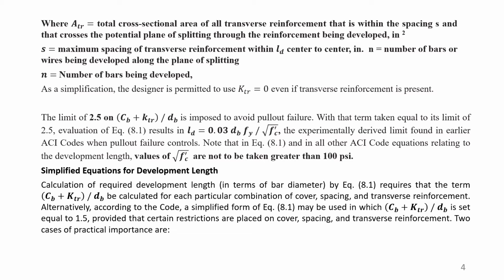And the limit of 2.5 on (C plus CB plus KTR) divided by dB is imposed to avoid pull-out failure. CB plus KTR divided by 2 is a term in the equation, a part of the equation. There we should not use values less than the limit of 2.5. That means we cannot use values less than 2.5 there.